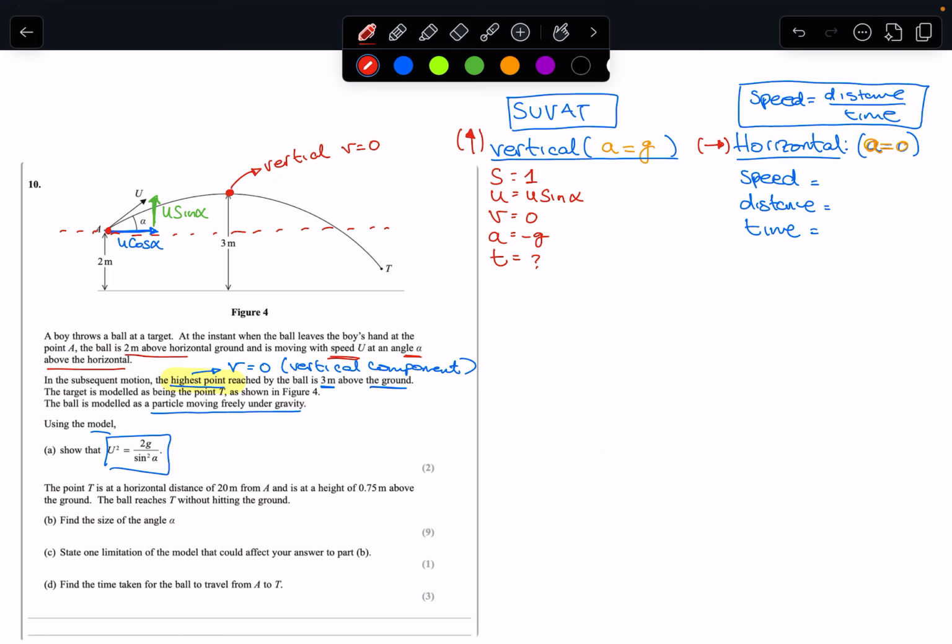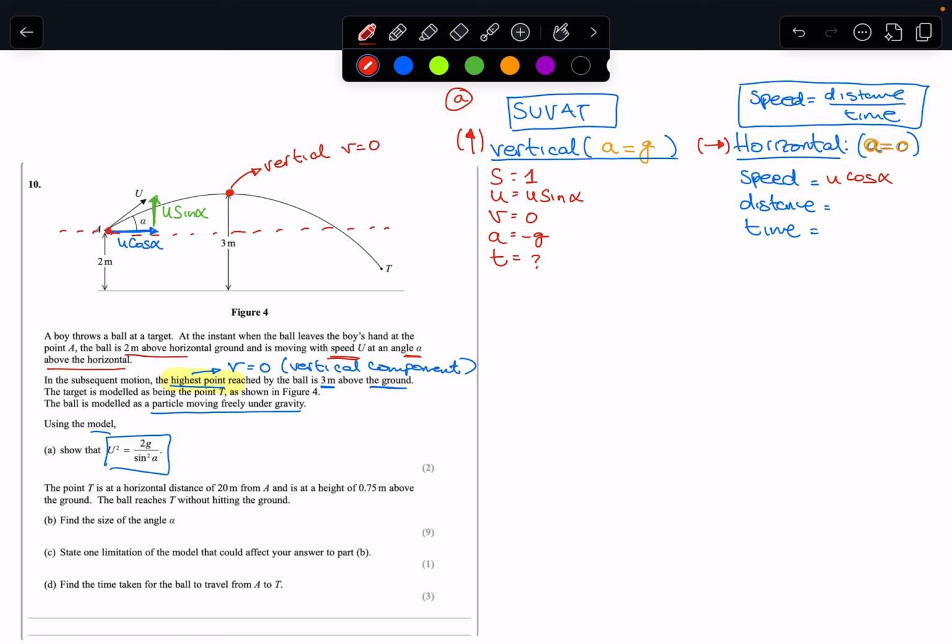And now let's try to think about it in the other components. In the other components, we can also find the speed. In this case, it will be simply u cos alpha, and we keep it the same throughout the whole journey. Well, we don't know the horizontal distance and we don't know the time. So actually we can see that in part A, there's not really an advantage of doing anything horizontally, because horizontally you simply have speed equals distance over time, and we only have the speed, so we have two things missing. We cannot do anything horizontally, so we have to focus vertically.